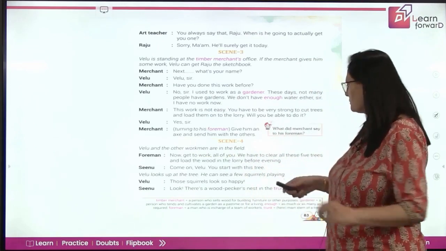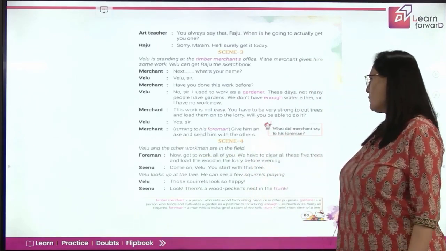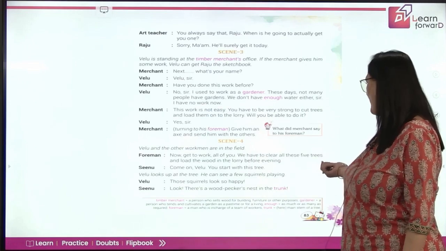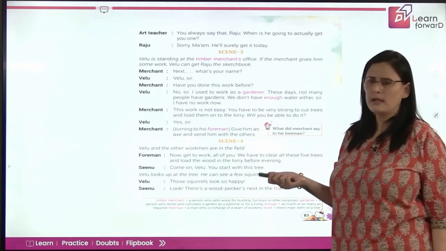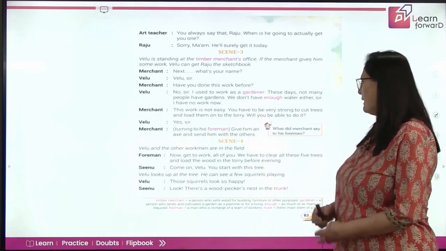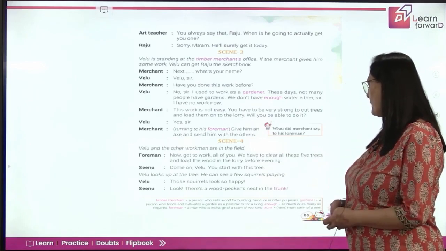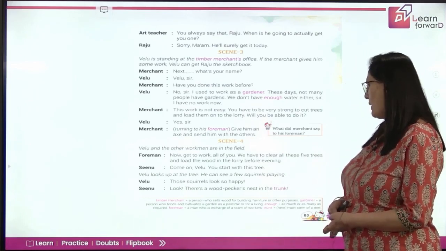Foreman: Now get to work, all of you. We have to clear all these 5 trees and load the wood in the lorry before evening. Sinu, come on, Velu, you start with this tree. Velu looks up at the tree.